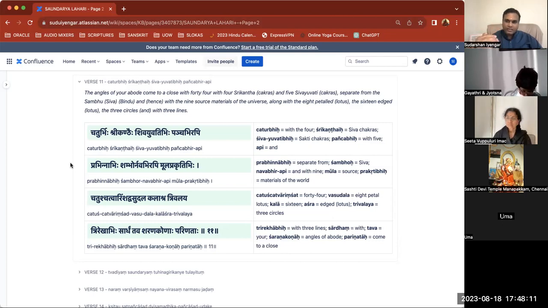So he's saying Chaturbhihi, Shri Kantaihi, 4 Shiva chakras, Shiva Yuvatibhi, Panchabhirapi, 5 Shakti chakras, Prabhinnabhis Shambhoho, Navabhirapi. These chakras are separate from the Bindu. Shambhoho, the most auspicious Shreem. The Bindu is right in the center. These triangles are separate from the Bindu, Prabhinnabhi, and they form the 9 Avarnas, Navabhirapi, Mula Prakriti. These 9 layers are called Mula Prakriti.